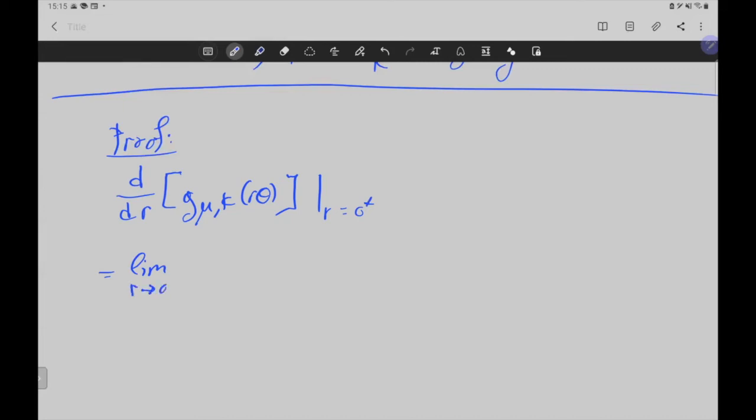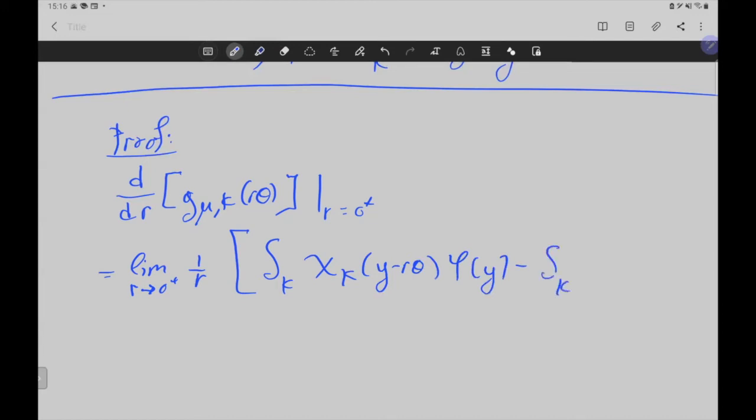Send r to zero from the right, and you do 1/r, and then you write your integrals. It is the integral over K of the characteristic function of your convex body at y minus r theta, times the density of y, and then minus the guy at the other end, the integral over K of the density of y.